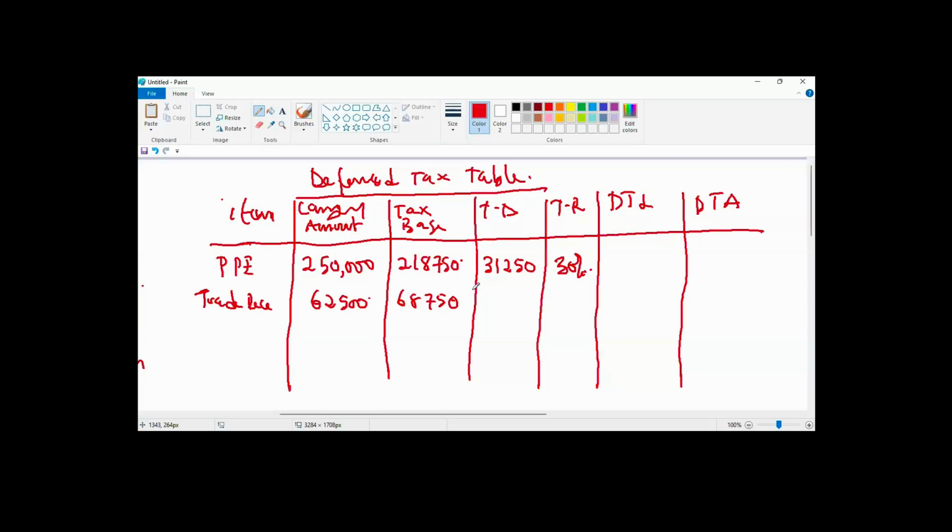Has it created a temporary difference? Yes, sir. What is the temporary difference now? 6,250. 30% of 6,250. We have not done this. 30% of 1,250 is 1,875. The first one is 9,375.